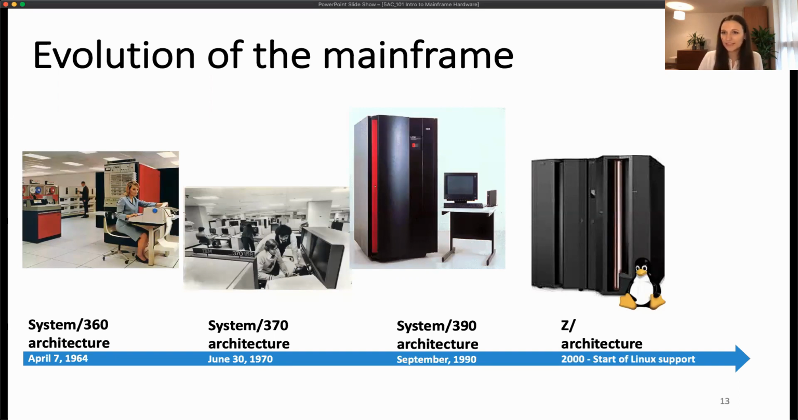So you might notice that the gap between those releases are quite big, but this doesn't mean that there were no updates in between. It's just, I didn't list all of them, but within those bigger architecture releases, there were a lot of new generations. So let's take a closer look at what happened after 2000.